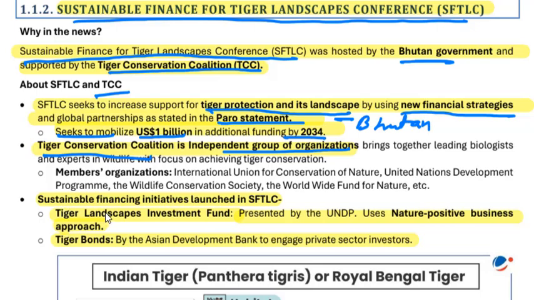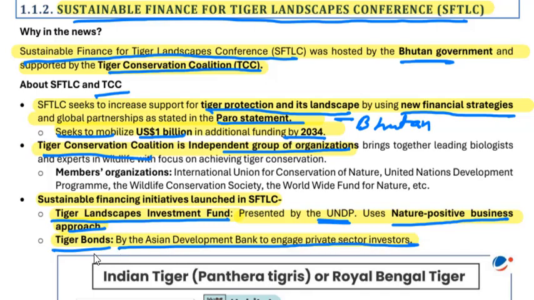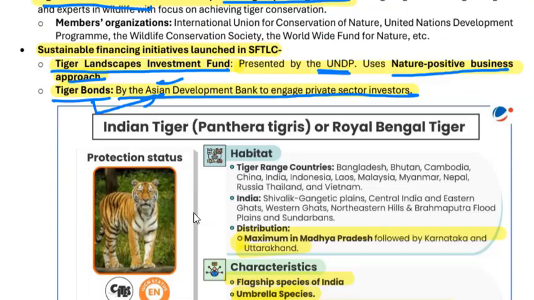Next is the Sustainable Finance Initiative launched in SFTLC. This is the Tiger Landscape Investment Fund. You just need to remember Tiger Landscape Investment Fund. It was presented by UNDP, nothing more. This uses a nature positive business approach. Next is about the tiger bonds. This tiger bond is also important, by Asian Development Bank to engage private sector investment. What is the purpose of this tiger bond? It is to engage the private sector investors, and it was initiated by the Asian Development Bank. So these points you should just know.